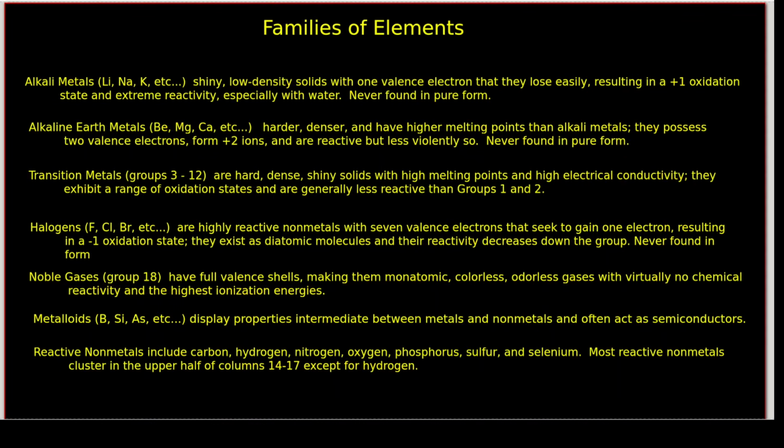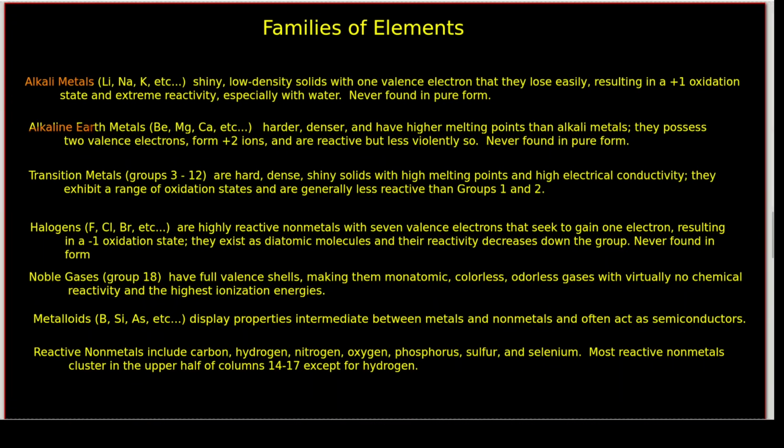Okay, let's describe the families of elements in more detail. So we can say that the alkaline metals, they are very low density. In fact, they float in water. They have one valence electron that they will lose very easily, resulting in a +1 oxidation state. And they're extremely reactive, especially with water. And they're never found in pure form.